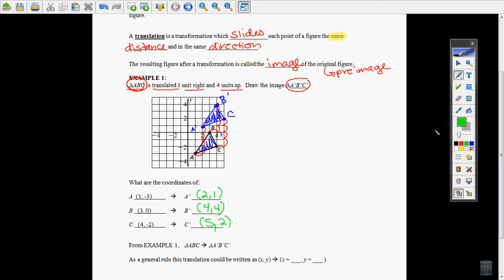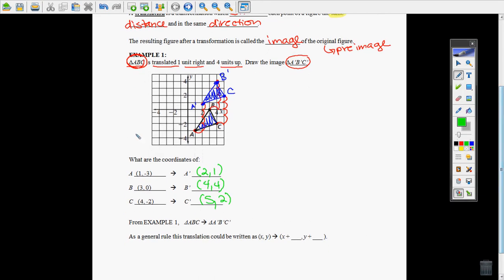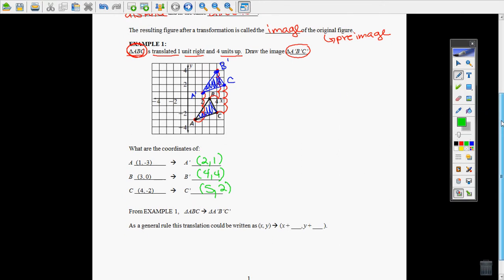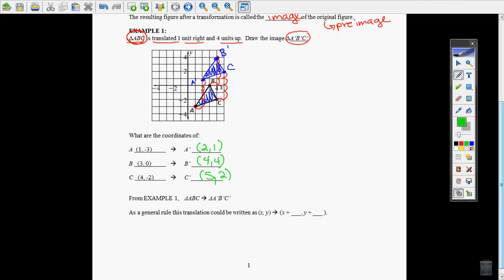All right, so if you're looking at this, I know some of you are sitting here thinking in your head, do you have to count like this every single time? And no, you don't. There's actually a rule, or a way that you can write this using a translation rule. And so the way we write it, because we're going from triangle ABC to triangle A prime, B prime, C prime, is we're going to say (x, y) goes to (x + 1, y + 4), because we're going 1 to the right and 4 units up is +4.